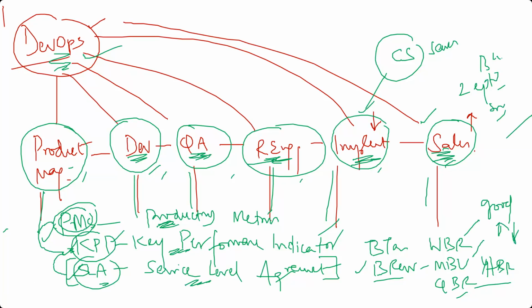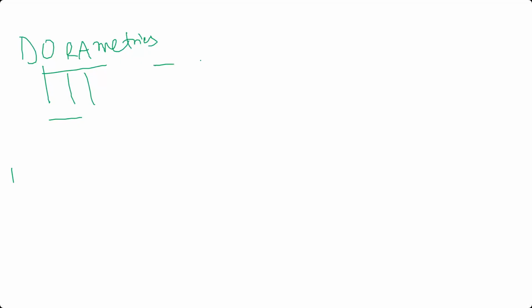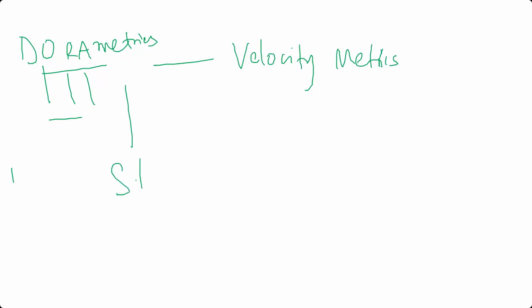Now, forgetting all these things, we will look at what DevOps metrics are. We'll start with DORA metrics. As I said, DORA metrics is DevOps Research and Assessment metrics. There are two broad classifications. One is velocity metrics. The other is called stability metrics.